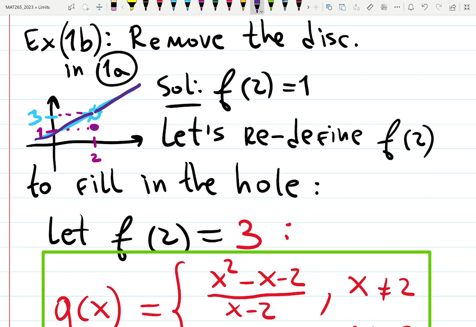Does that make sense? So we redefined the point, we moved it into the hole, it filled up the hole, now there's no jump, no hole, no discontinuity. So what we basically did was, instead of taking some other point, we used the one they actually prescribed to us.